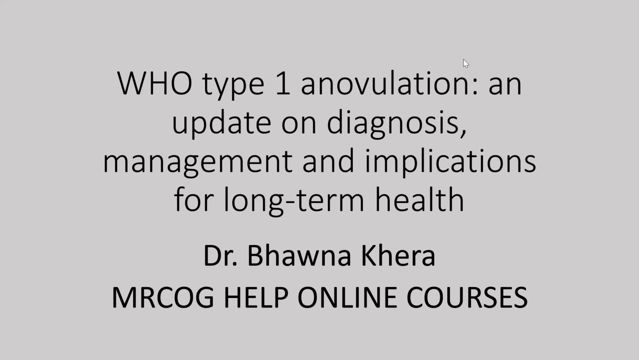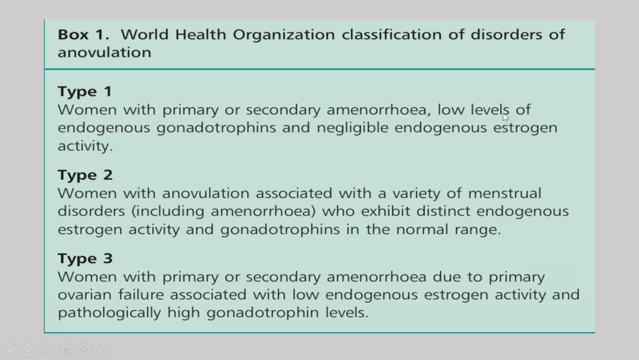So today's talk article is from the July 2020 talk on WHO type 1 anovulation. First we'll be discussing the talk article, and then we can do the CPD questions to revise our knowledge and see how far we have gained from this talk article. This is predominantly the WHO classification for the disorders.